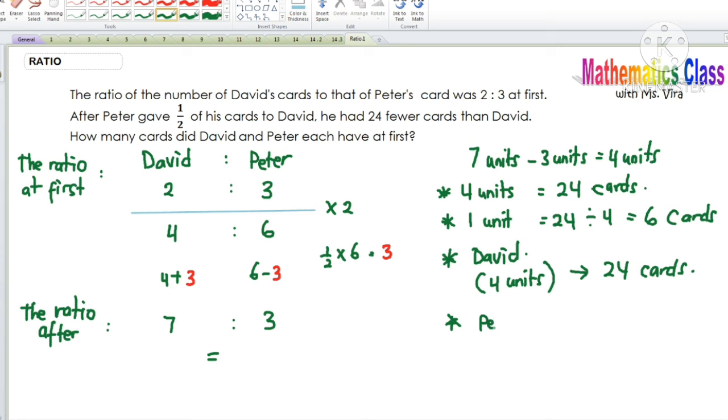And from the ratio, at first, Peter had 6 units. Then 6 times 6 cards, because 1 unit represents 6 cards. So 6 times 6 is 36 cards. Then David had 24 cards and Peter had 36 cards at first.